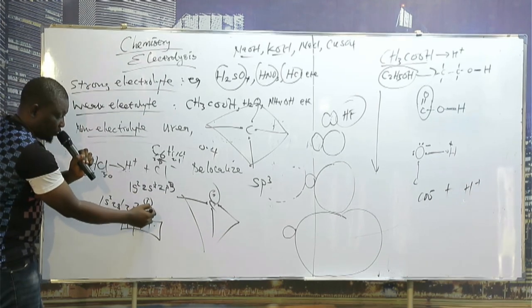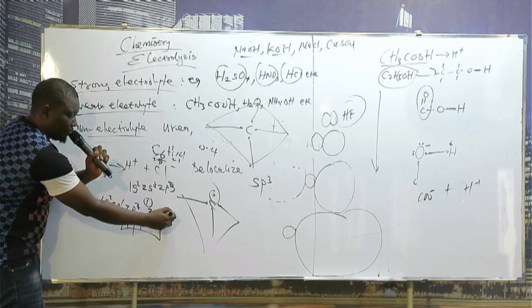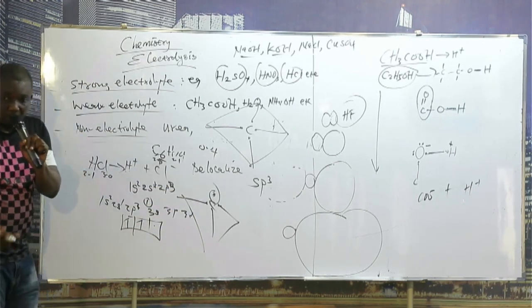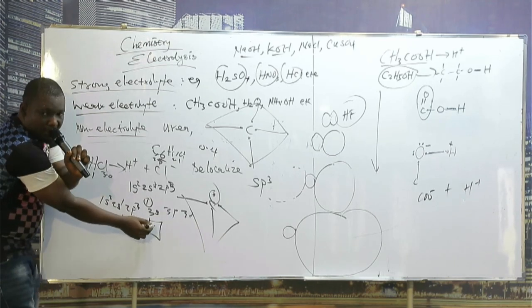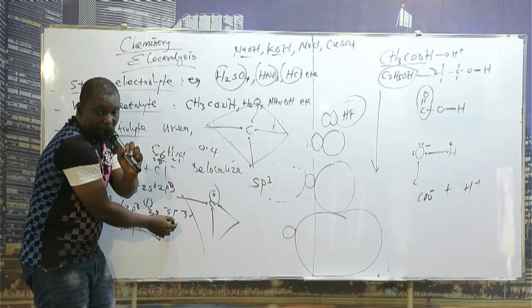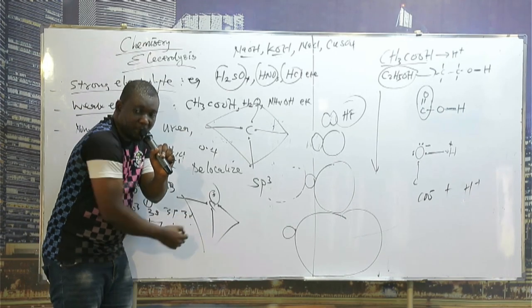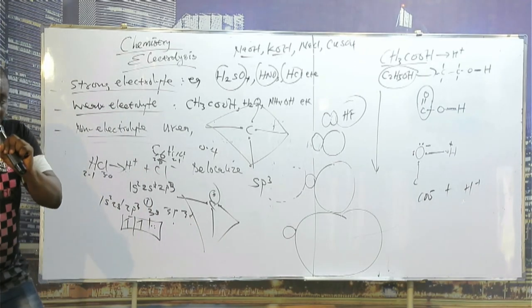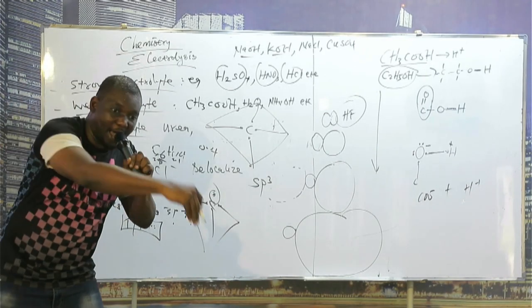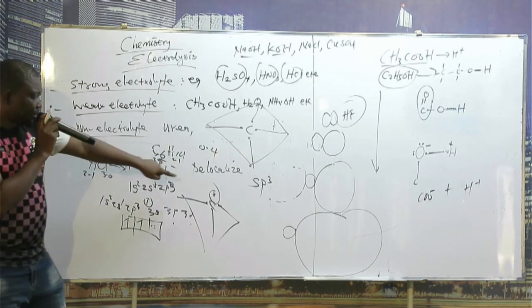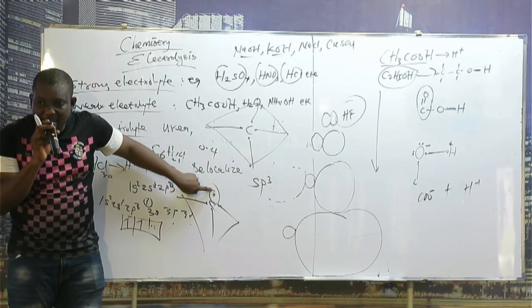After 2p, what next orbital do you have? 3s, 3p, and what? 3d. This particular electron is free to what? To move here. And if it's not comfortable here, it moves to the next one. And if it's not comfortable here, it moves to the what? Next one. The electron is free to move. And as it is moving, carrying what? Charge. That charge is what? Electricity.